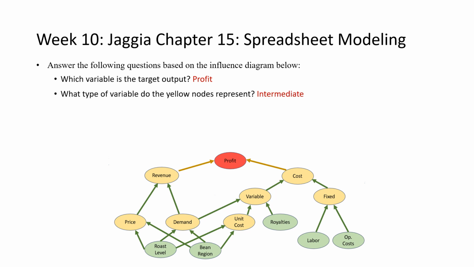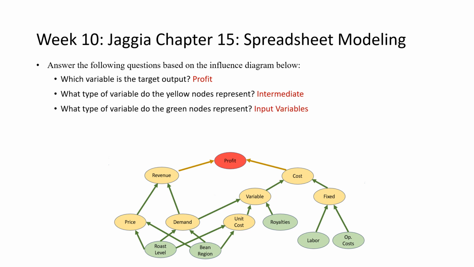What type of variables do you think these yellow nodes are? We refer to those as intermediate. They're the things that we may be able to influence or change or modify in ways to possibly affect our problem domain. So if we're interested in increasing profit, are there ways that I can change my variable costs? Or is there a way that I can increase my revenue, etc.?